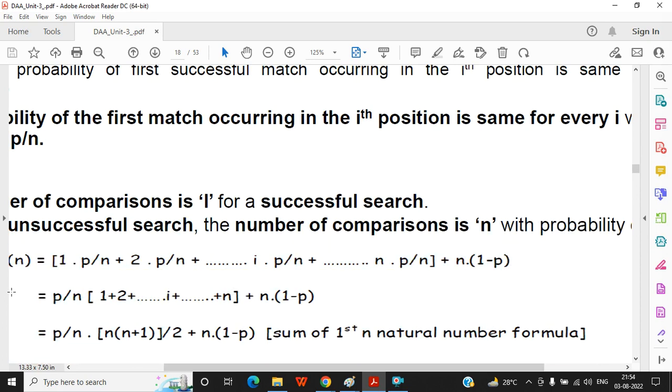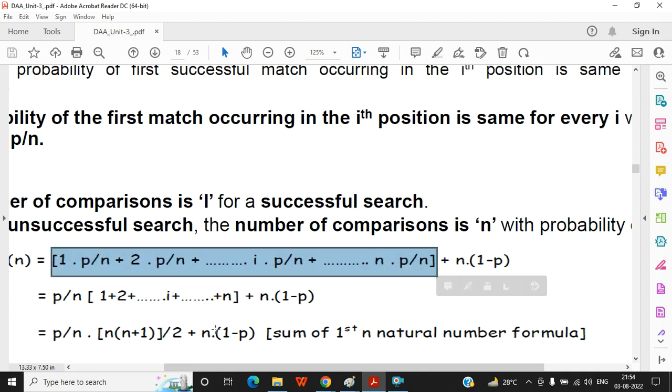How? First, the element at the first position. What is the probability of finding the first element? It is 1 into P by N. What is the probability of finding the second element? 2 into P by N. Like that, what is the probability of finding the nth element? N into P by N. So the total time is the sum of all these things. So it is for successful search. Now what is unsuccessful search?